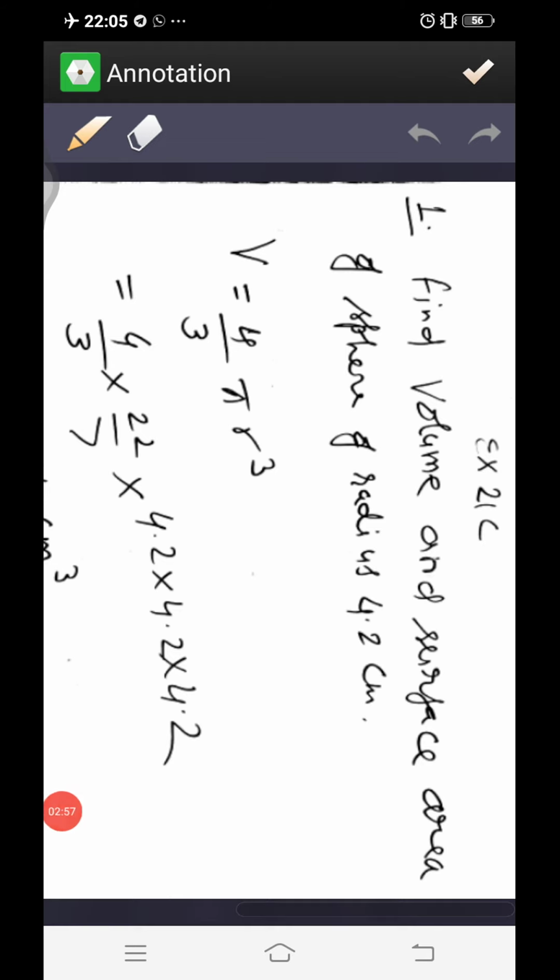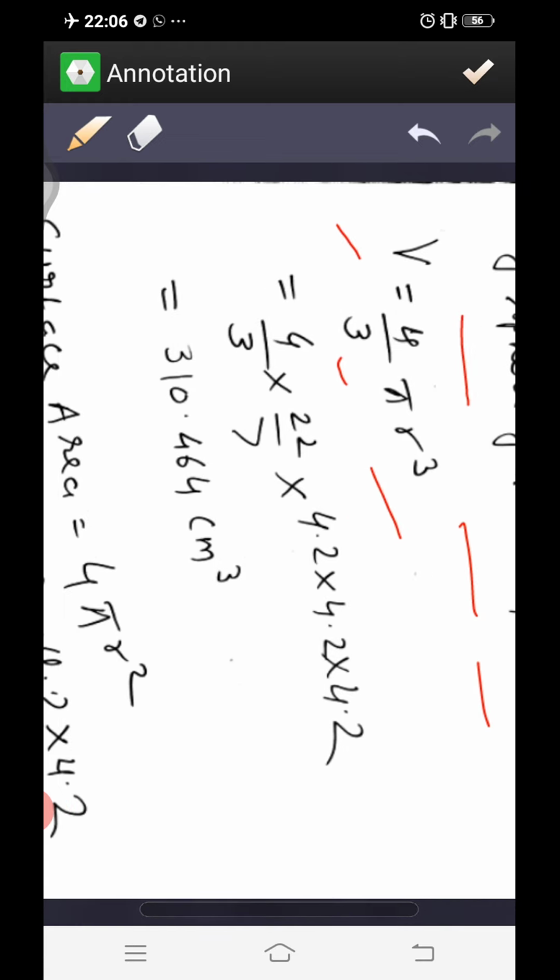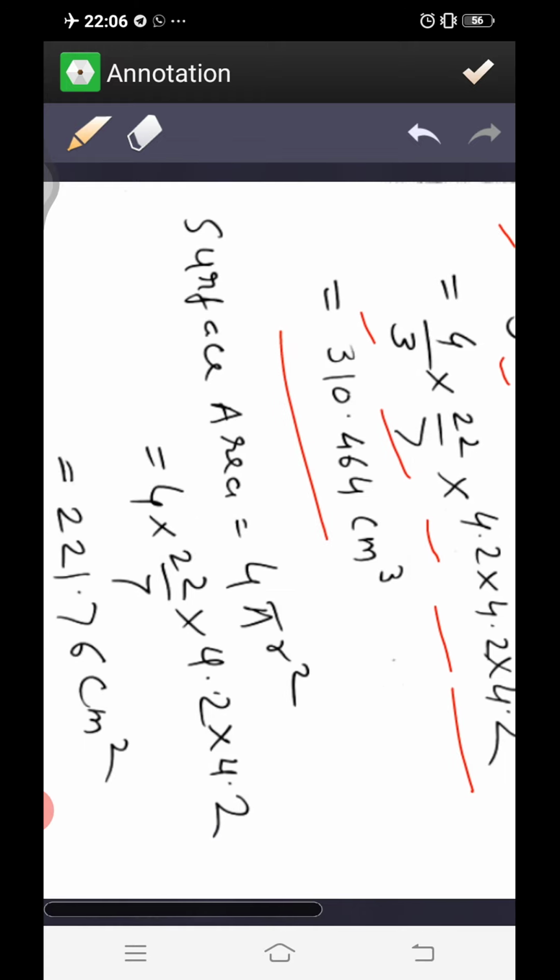Let us see exercise 21C. Question number 1. Find the volume and surface area of a sphere of radius 4.2 centimeter. We know the volume is equal to 4 by 3 pi r cube. So 4 by 3 pi, that is 22 upon 7, radius given 4.2 centimeter, so we put its cube, 4.2 into 4.2 into 4.2. After multiplication and division, we get 310.464 centimeter cube.